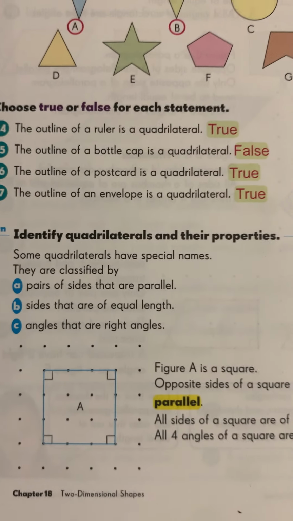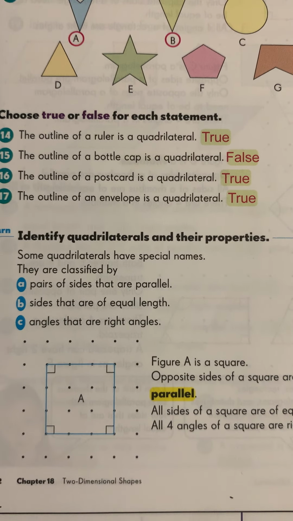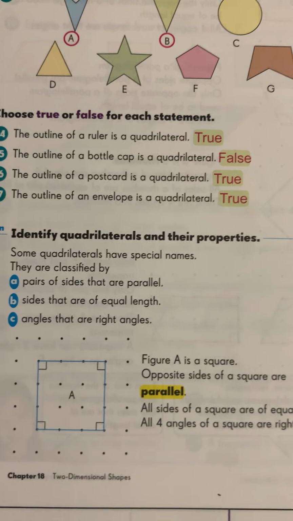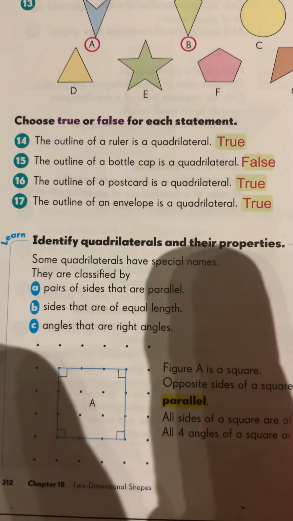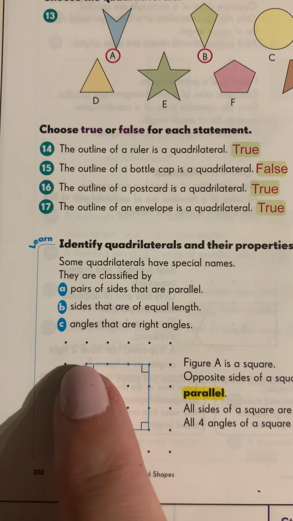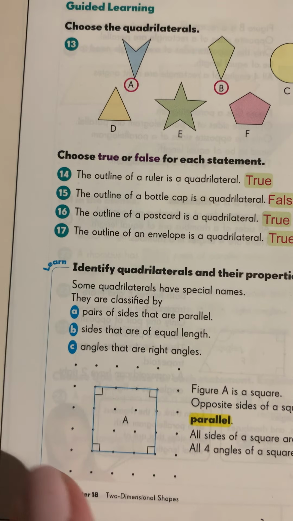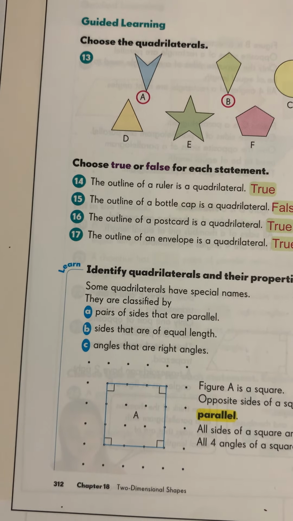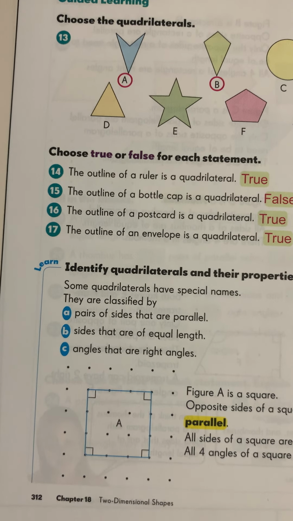Some quadrilaterals have special names. They are classified by pairs of sides that are parallel. So pairs means 2. So I have a set of sides here and a set of sides here that are parallel. They will never touch each other. I also have sides that are of equal length.